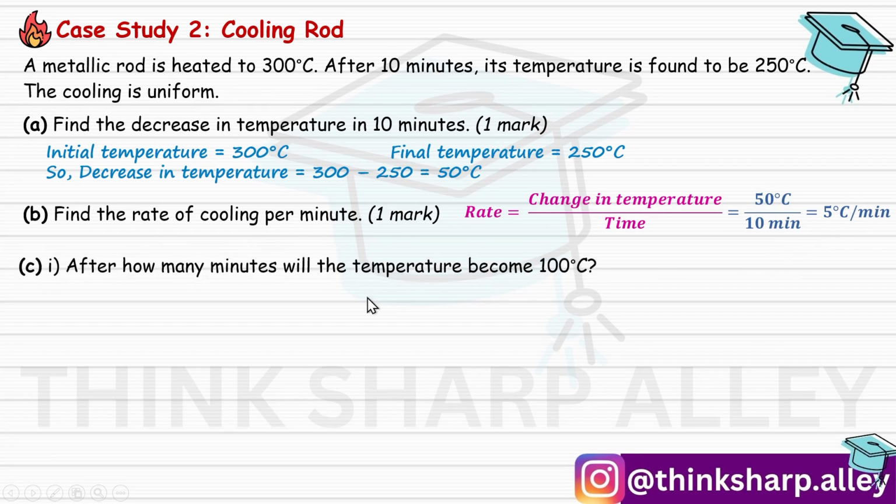Let us see part C. After how many minutes will the temperature become 100 degrees Celsius? So again, the final temperature over here is given. And we know the initial temperature 300 degrees Celsius.